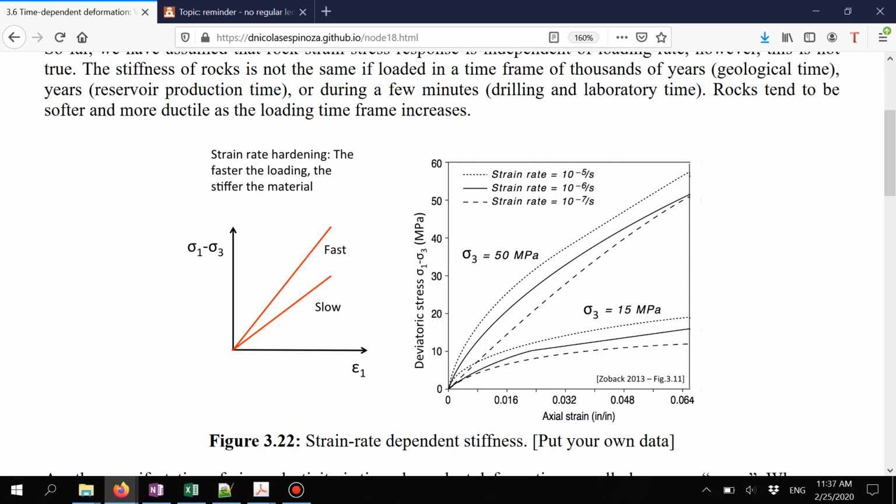And in general, rocks are going to tend to be a lot more compressible or a lot softer when you load them during a long time than when you load them very quickly. And that's something also very important to consider for reservoir engineering.